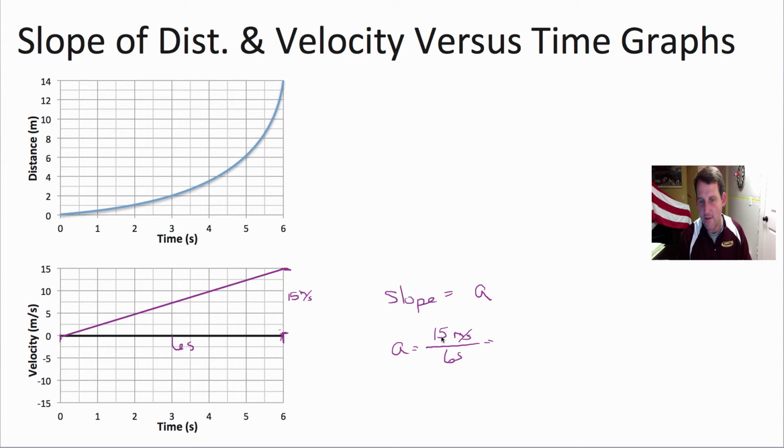If we do this math, we get 2.5-ish. Now the units here are meters per second per second. So that means that every second we speed up by 2.5 meters per second. And if we do that, in 6 seconds, we'll have a speed of 15 meters per second.